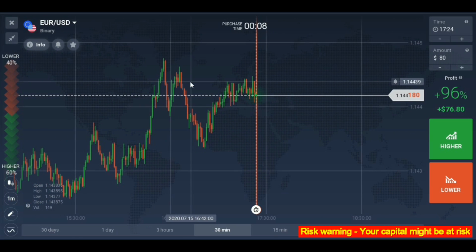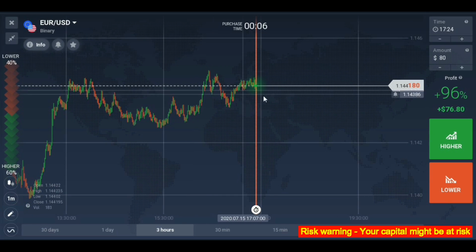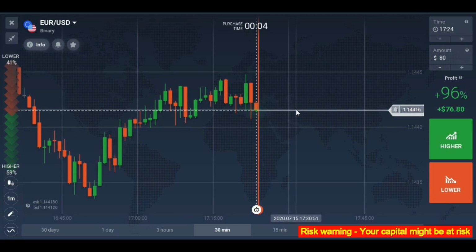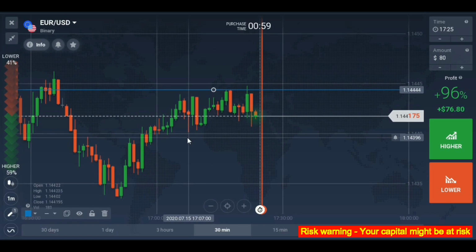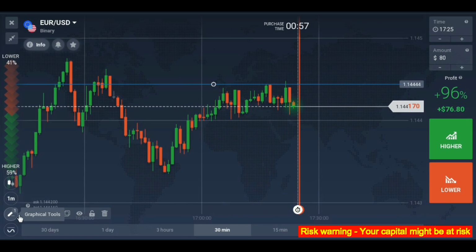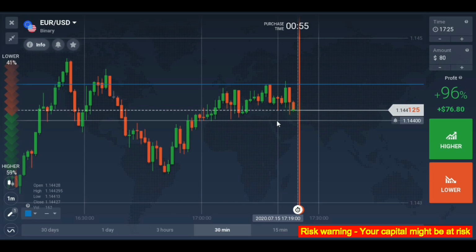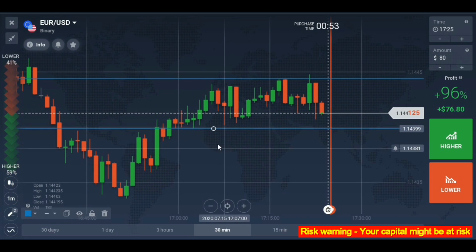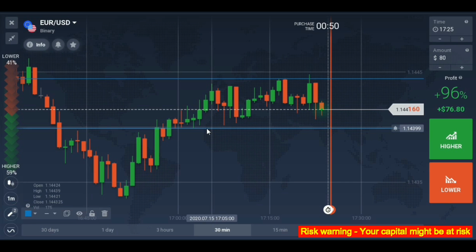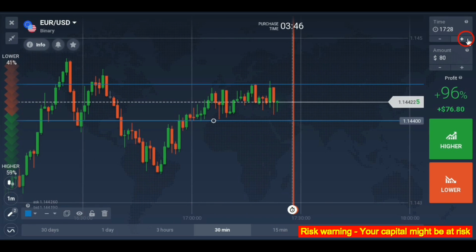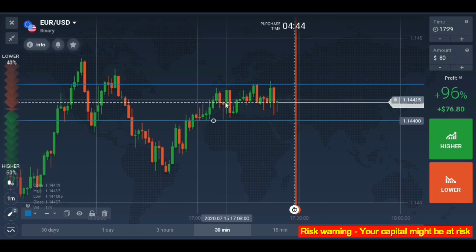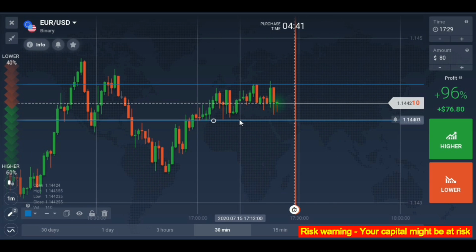So in this chart, I can say that the market is moving in a range also. This is the range of the market, and we can wait for a breakout and then we can place our trade here. So as you can see, market is moving in a range here also, so we will wait until we find a trading opportunity. So I will wait patiently here.